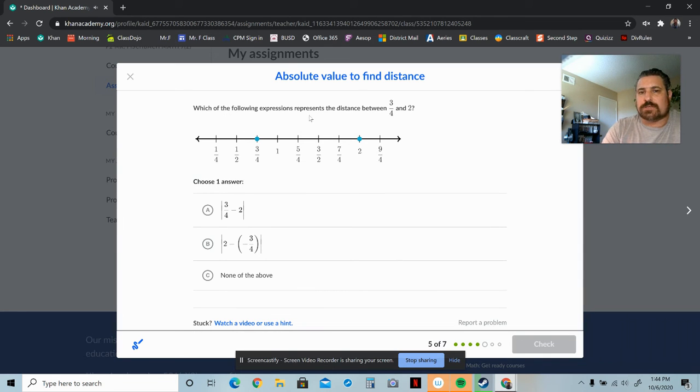Which of the following expressions represents the distance between 3/4 and 2? Okay, well, we can obviously see the distance, right? It's a quarter to get to 1, and then 1 more. So it's going to be 1 1/4, right? That's the answer. But which expression represents it?